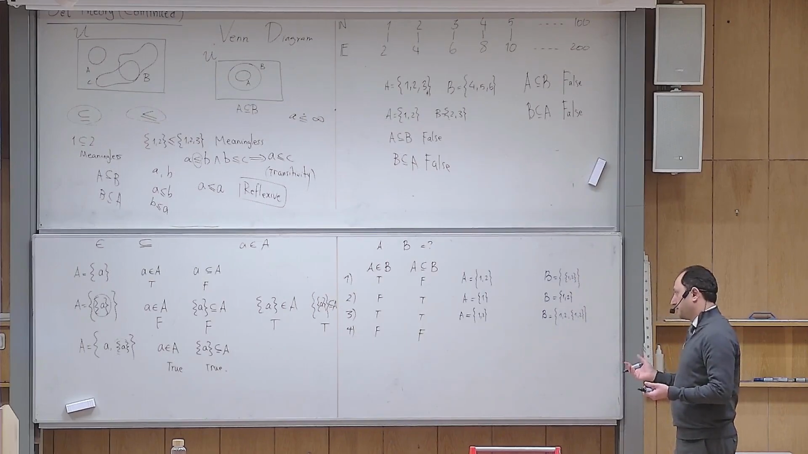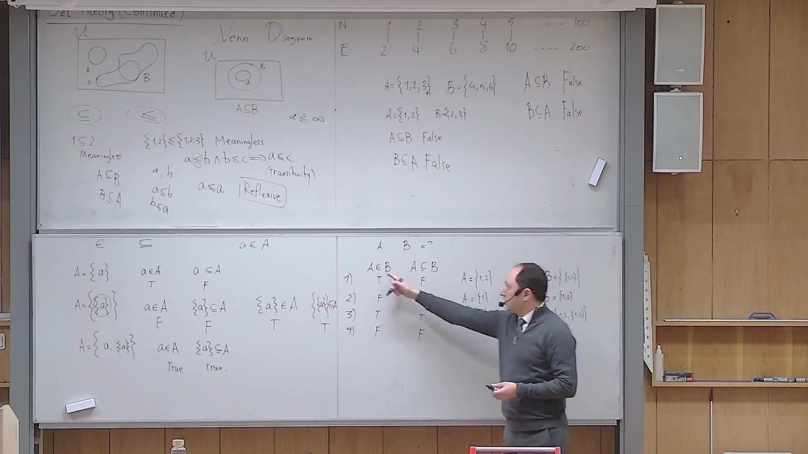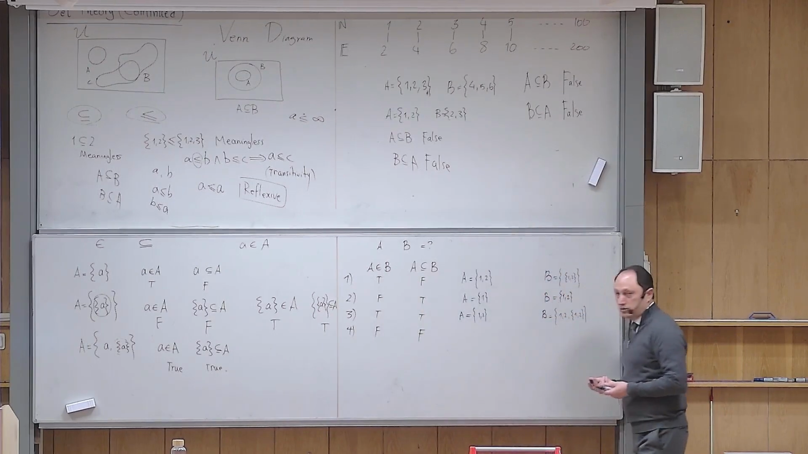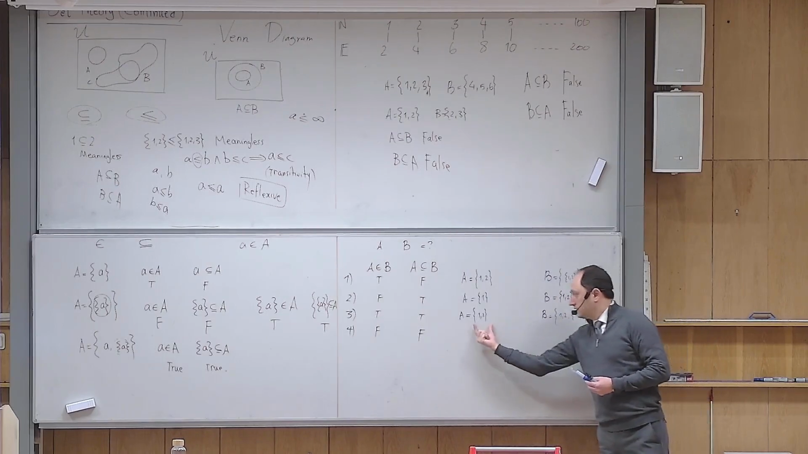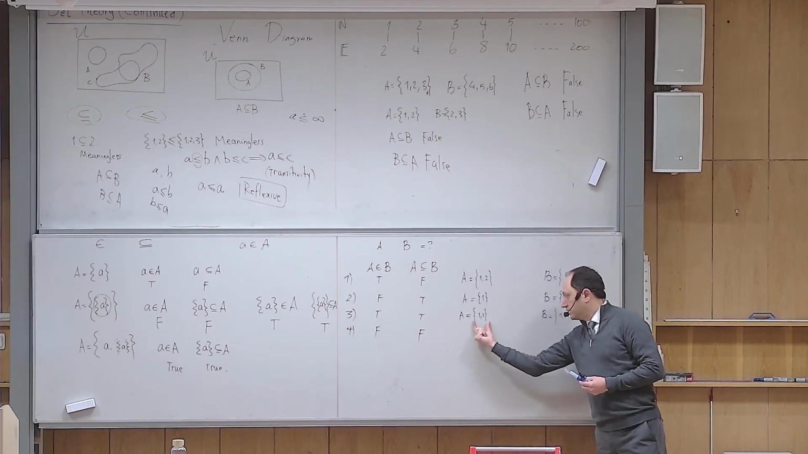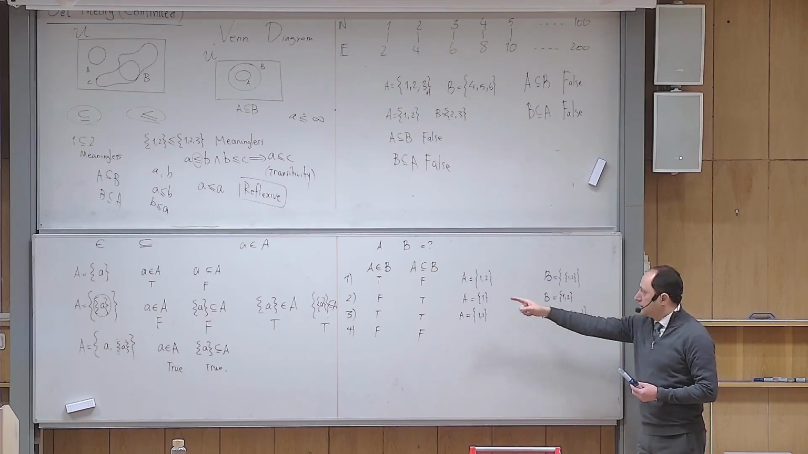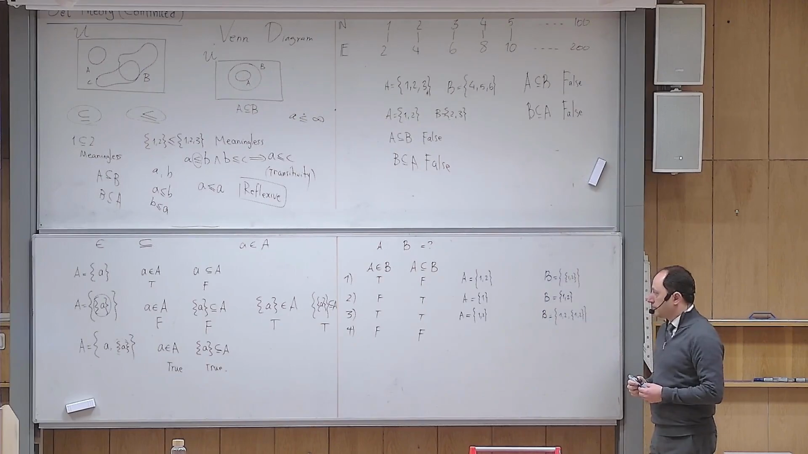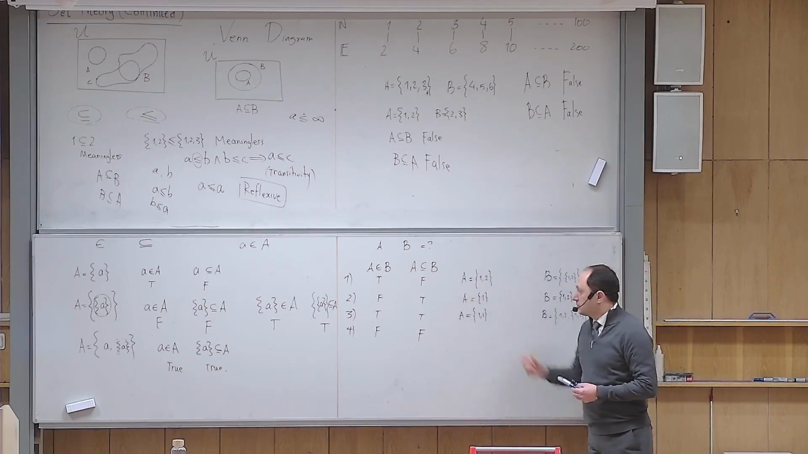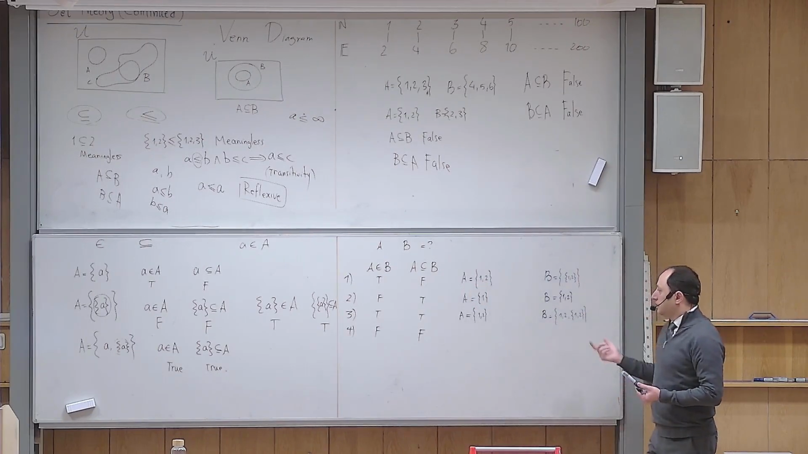Yes, let us check. A belongs to B. Everyone agrees that this is true because A is this one, and then you see this exactly as one element in B. So definitely A belongs to B is true. But what about A is a subset of B? Let us check.